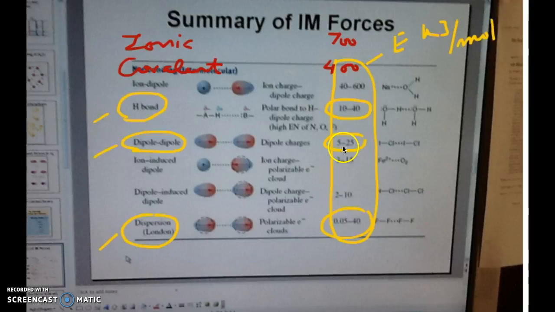And then this dipole-dipole is even weaker than the hydrogen bond. And then the London forces is, of course, the weakest. That one is only about 1 to 2 kilojoules per mole of bond. So it's about 10 times weaker than a hydrogen bond.